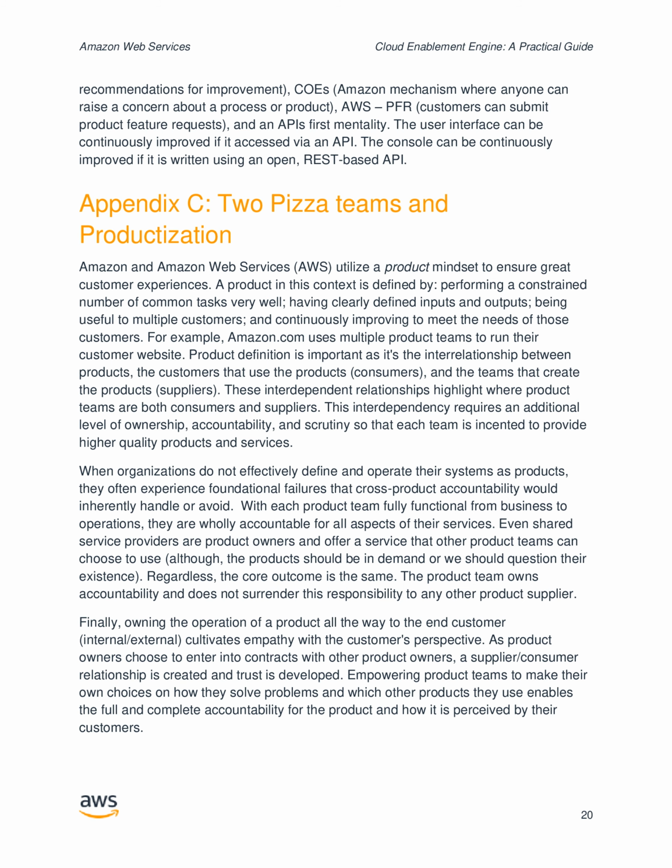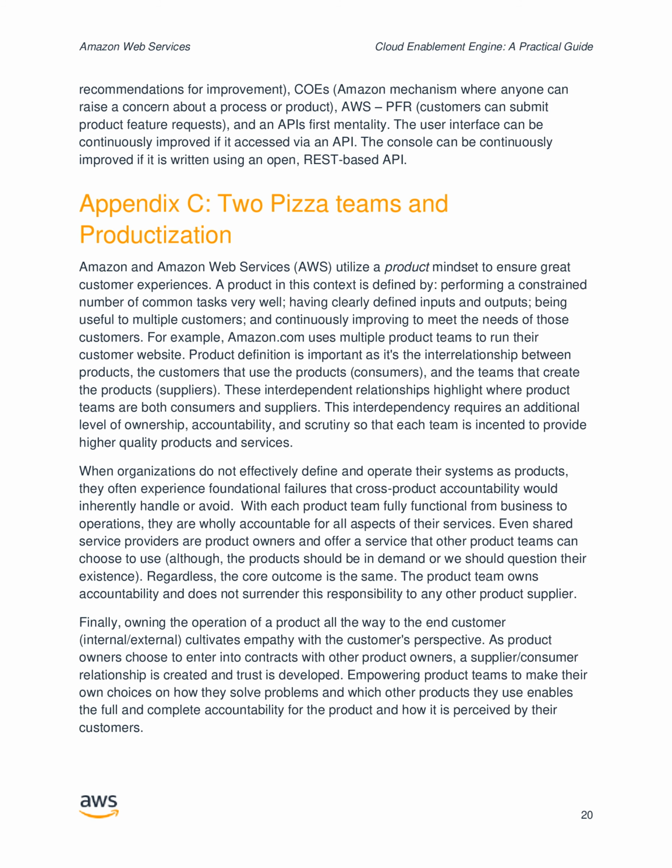For example, Amazon.com uses multiple product teams to run their customer website. Product definition is important as it's the interrelationship between products, the customers that use the products, consumers, and the teams that create the products, suppliers. These interdependent relationships highlight where product teams are both consumers and suppliers.